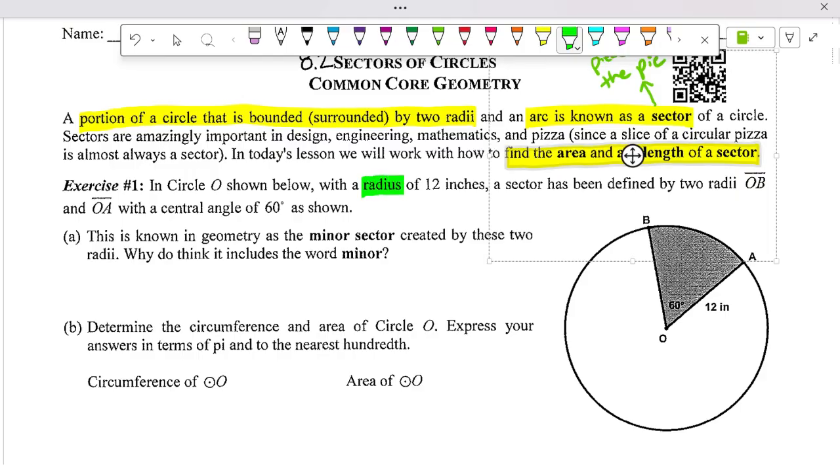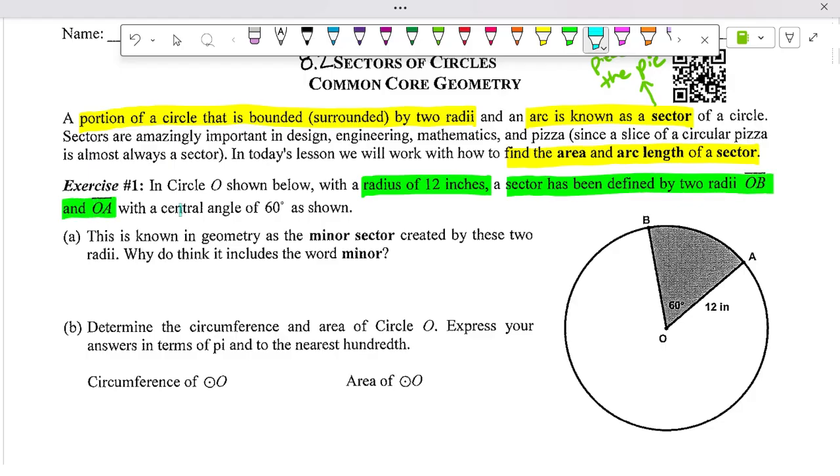Circle O is shown below with a radius of 12 inches, and the sector has been defined by 2 radii, OB and OA. And it has a central angle of 60 degrees. So if you look over here at this picture, this shaded area right here is your sector. It has that angle of 60 degrees in it. It's formed by those 2 radii, and each radii is 12. And it also has the arc length, or the arc that's between those sectors.